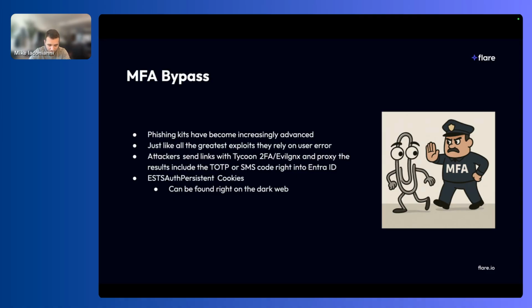This is something that we at Flare see all the time. We are seeing this stuff being sold. It is not that expensive. It is idiot proof, in the sense that you just make your link and you just send it out. The complexity has really gone downhill, and the fact that it's able to get the authenticator app as well is really interesting. Next is the ESTS auth persistent cookies.